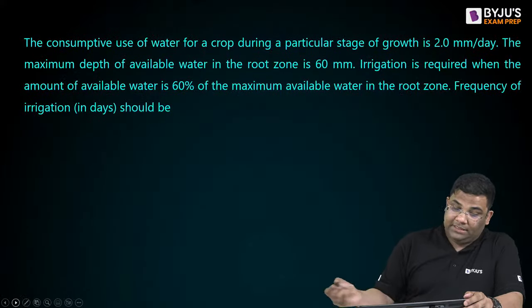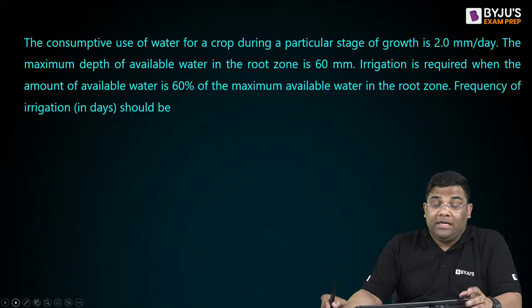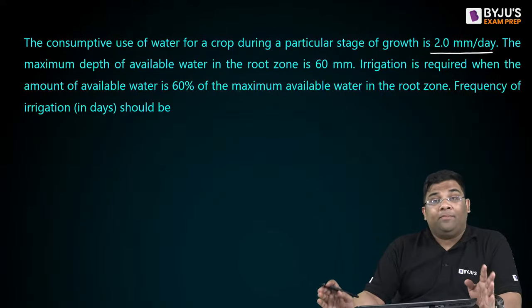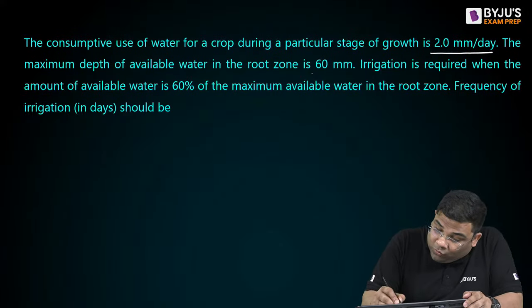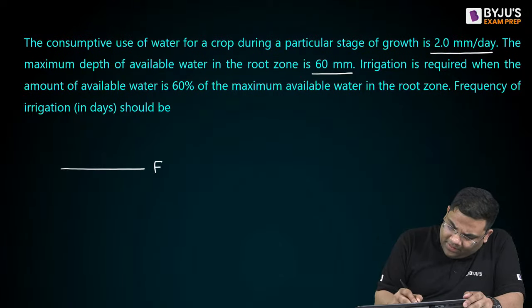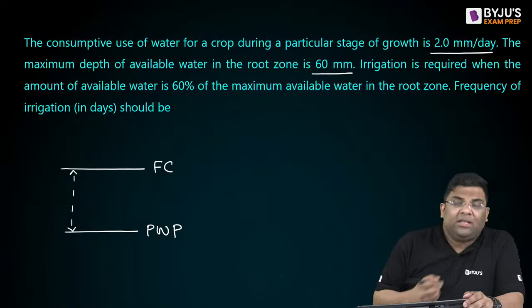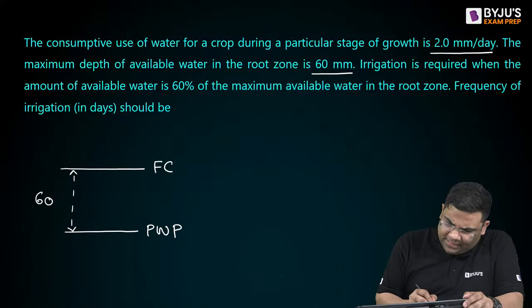Next question is, yes, the consumptive use of water for a crop during a particular stage is 2 mm per day. Okay, this is the water requirement per day. The maximum depth of available water in the root zone is 60 mm. That means this is your field capacity, this is your permanent wilting point, and this is the maximum available moisture. That is given as 60 mm.